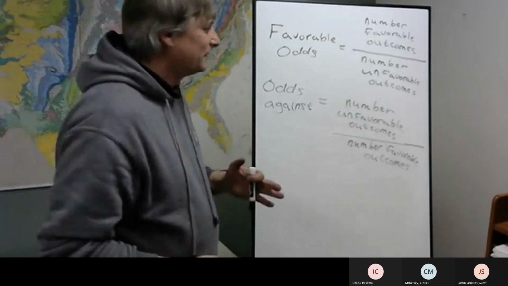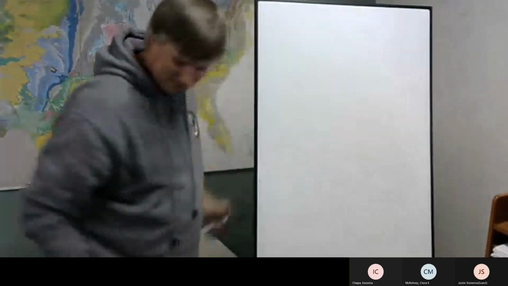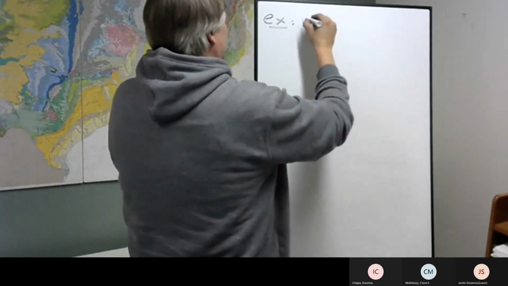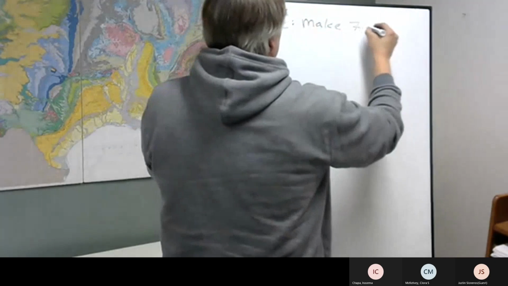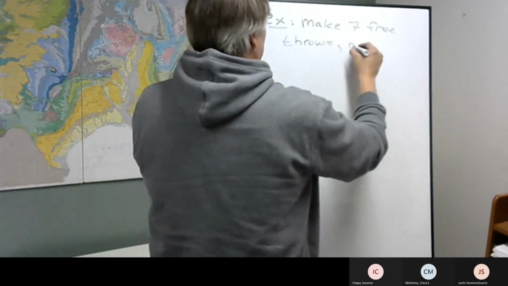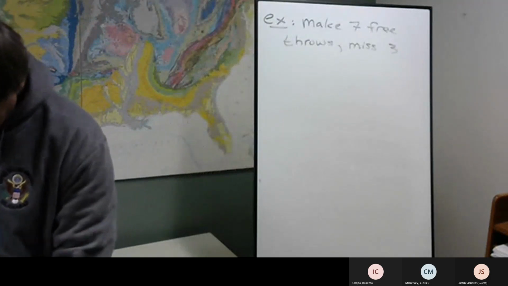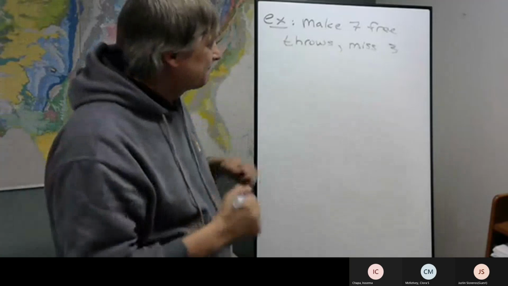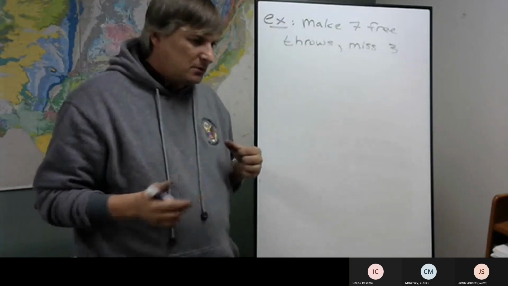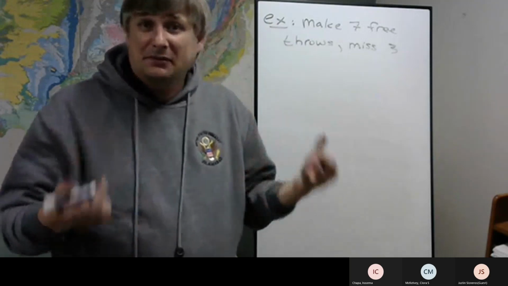So let me give you an example to sort of illustrate. So let's talk about free throws. You're going to shoot 10 free throws. You're going to make 7 and miss 3. So let's say we're going to try to come up with some odds. Let's just say this is one game. So based on this one game, what can we guess about the odds of you making free throws and missing them in the next game?